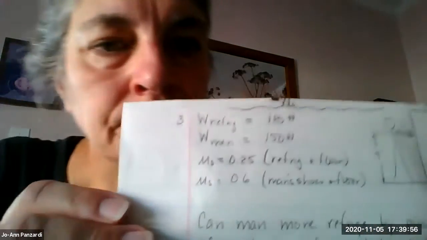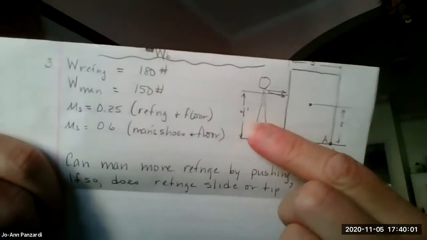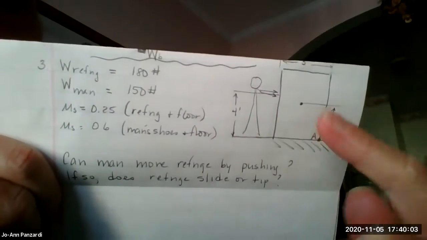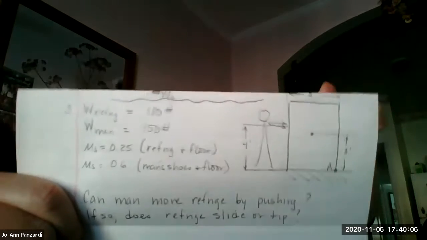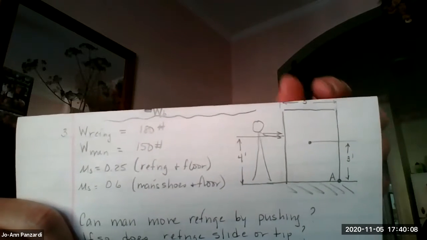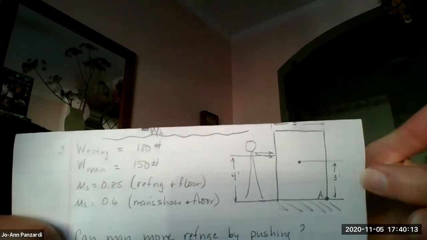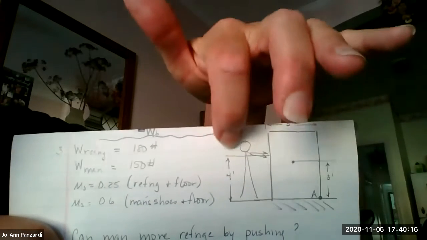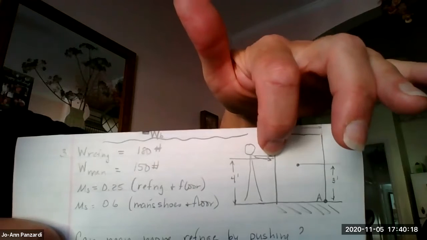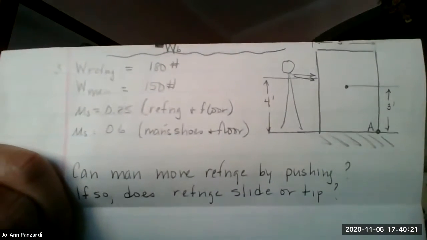Okay, so now we're on the third problem, and the third problem we didn't do yet. So this is what our third problem is. So we have a person and we have a refrigerator, and we're given some dimensions. And we're given actually all the dimensions. The width of the refrigerator is 3 feet. The distance to the center point is 3 feet. And then the distance to the person where they're pushing, where the load is 4 feet. Everybody could see that, right?